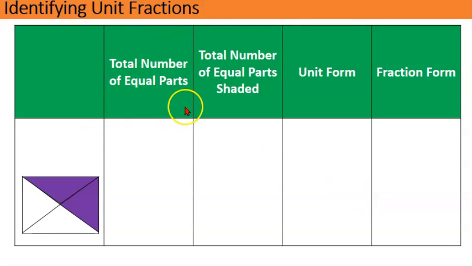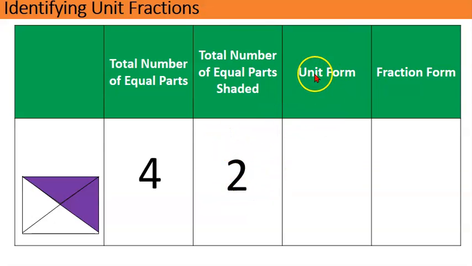What is the total number of equal parts in this square right here? Well, we can count them up. We know 1, 2, 3. There are 4 equal parts. Okay, now tell me, what's the total number of equal parts shaded? So how many shaded parts do I have? Well, we can count the shaded parts. 1, 2. I have 2 equal shaded parts.